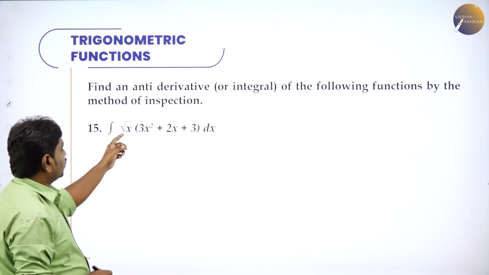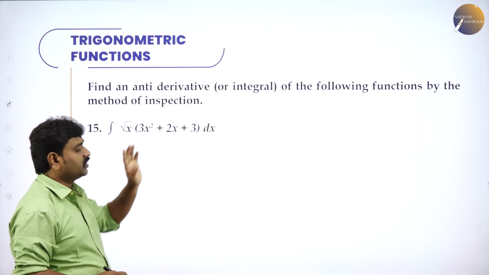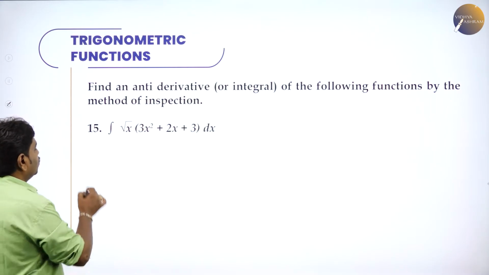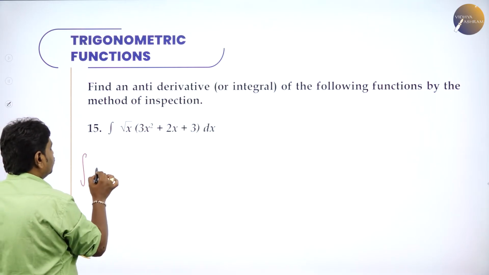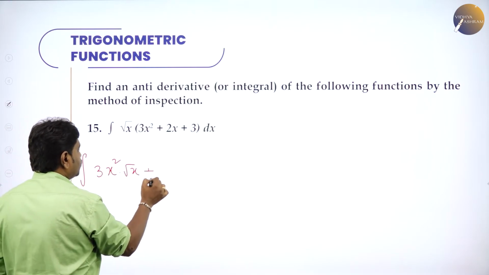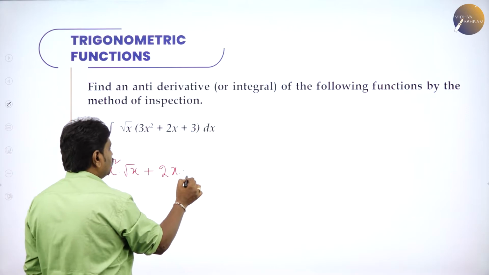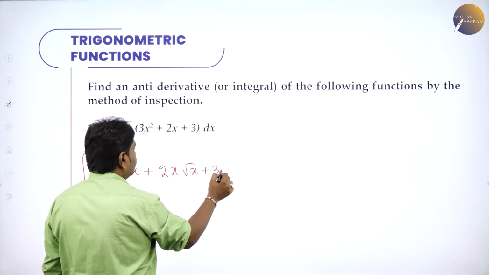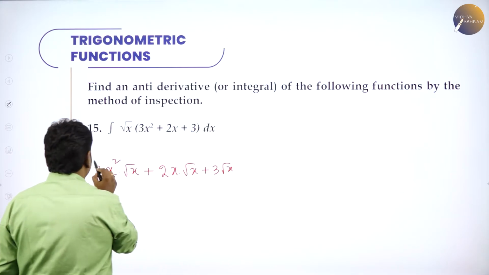Then root x into 3x square plus 2x plus 3, same thing, multiply by root x. So integration of, take root x inside, so it will become 3x square into root x plus 2x into root x plus 3 into root x, dx.